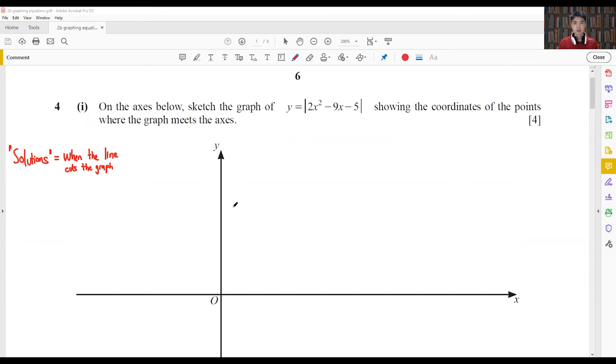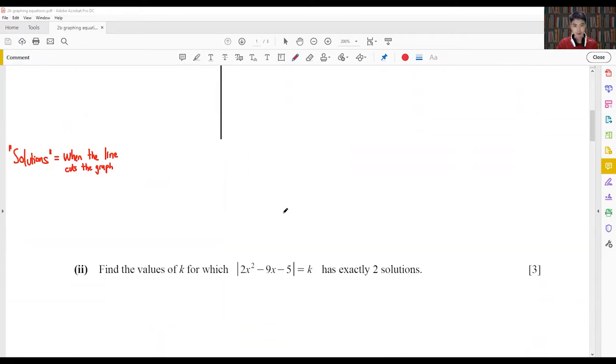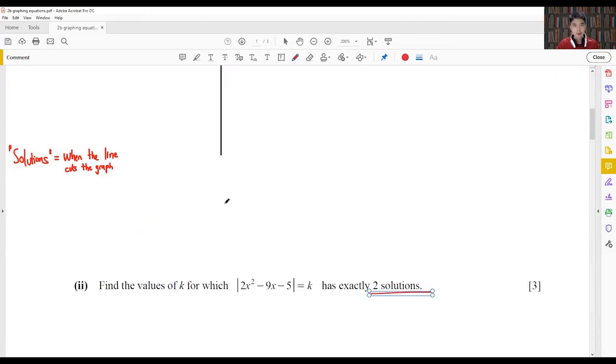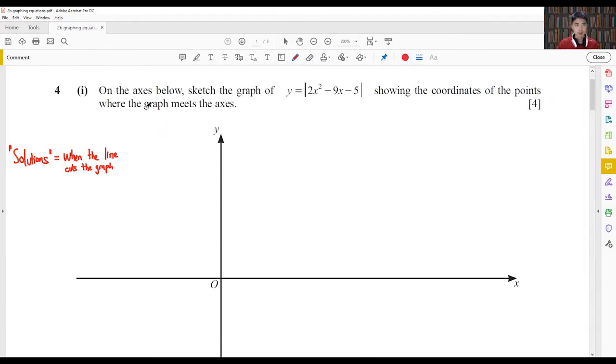Hello everyone. For this video, I'll be showing you examples on how we would sketch graphs and also answering questions that ask for specifically two solutions. Okay, so let's look at this first example here.